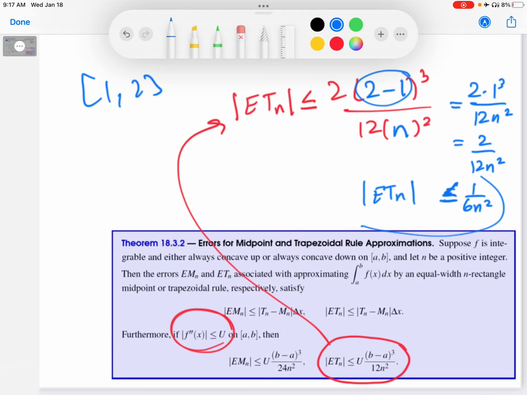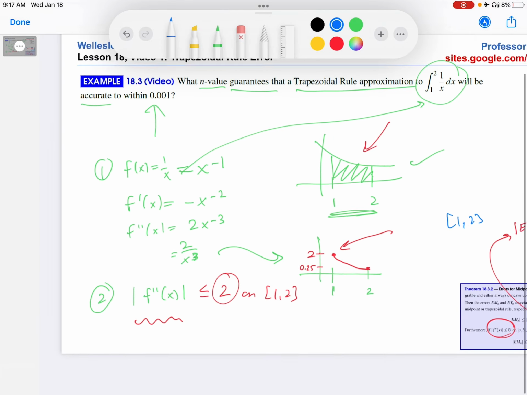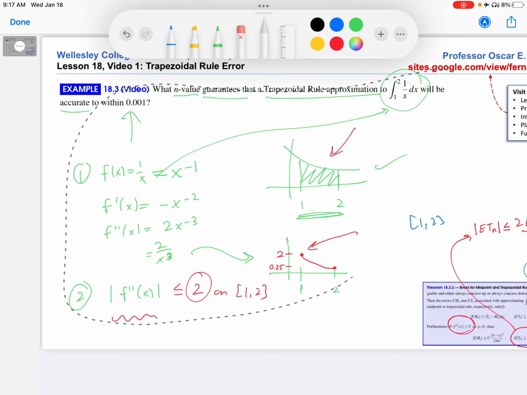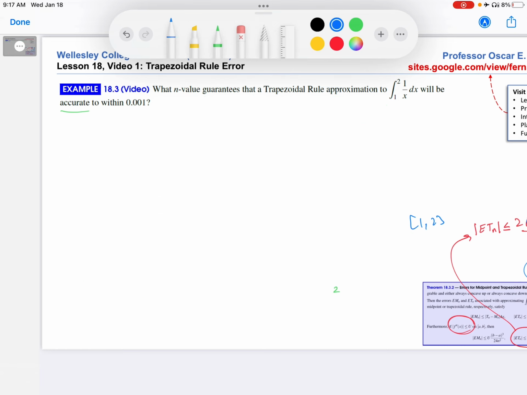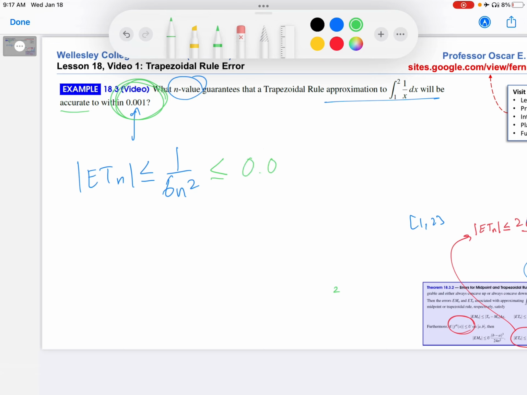So now we can use this information and go back and look at the error that the question is asking us for. We want to find the n value that guarantees the approximation will be accurate to within this much. We've just found that the maximum error in the approximation is 1 over 6n squared. If we want that error to be at most that, then we say this is less than or equal to 0.001. And that's tenths, hundredths, thousandths, that's 1 over 1,000.